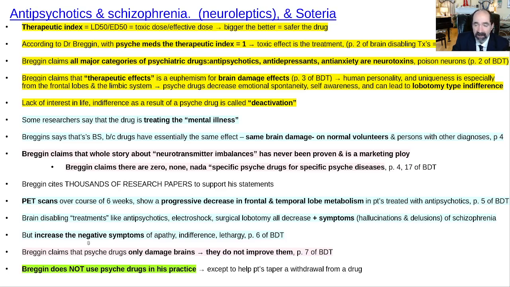Imagine someone in your family had one of these conditions. You don't want that to happen to them. You want them to hopefully get better. Now, they may or may not get better on their own. From the Soteria study, I showed a video of that recently, they had better long-term outcomes if they were managed with thoughtfulness, respect, and love than they did if they were kept on these antipsychotics. Breggin says in his clinical practice, he does not use any psychiatric drugs. The only exception being if a patient's in the process of withdrawal, he'll taper a dosage to enable them to withdraw off a medication.